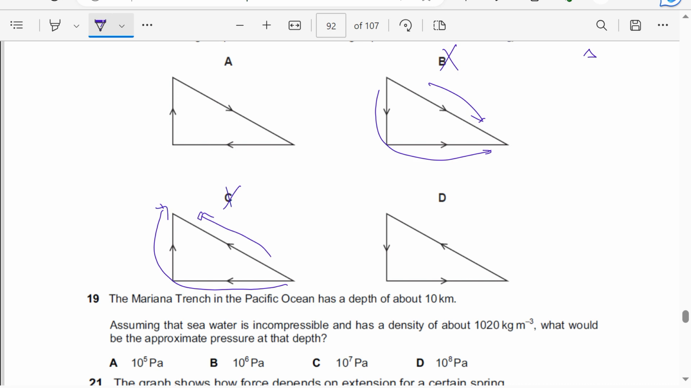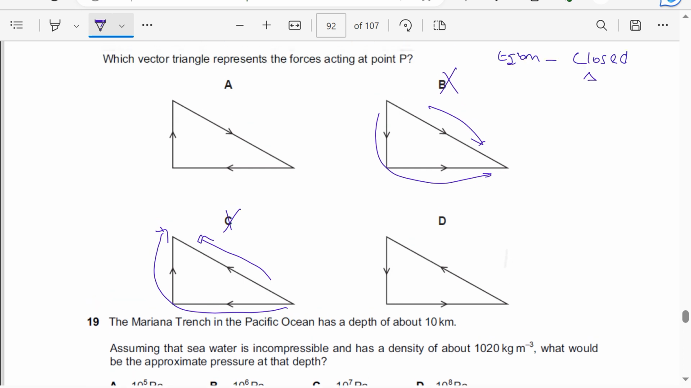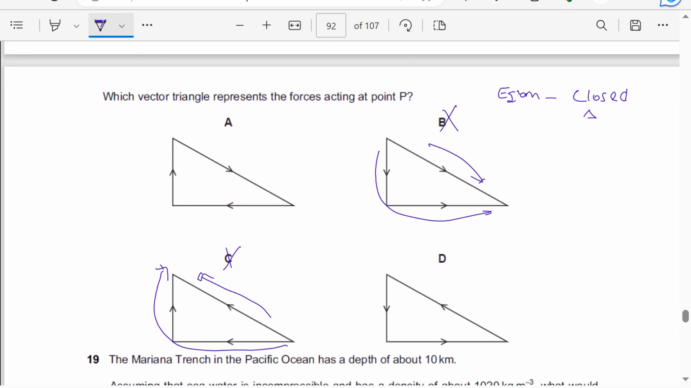Then D and A, they are forming closed triangles. But remember, the weight should be vertically downwards. This one is showing a vertical force upwards. This one is showing the weight is downwards. That is correct. So this is wrong weight.